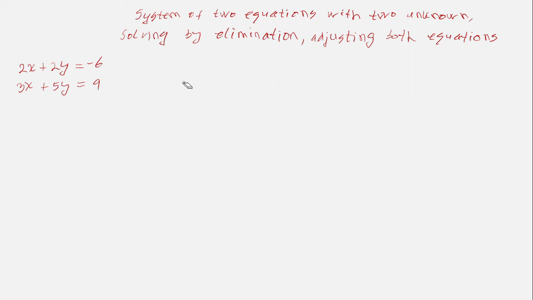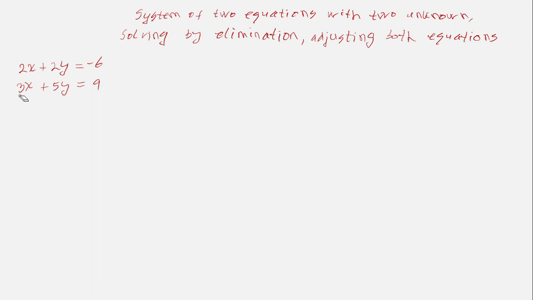Hello, let's solve a system of two equations with two unknowns by elimination. But let's solve this system by adjusting both equations. Adjusting meaning making sure that x's or y's will eliminate once we add the equations together.